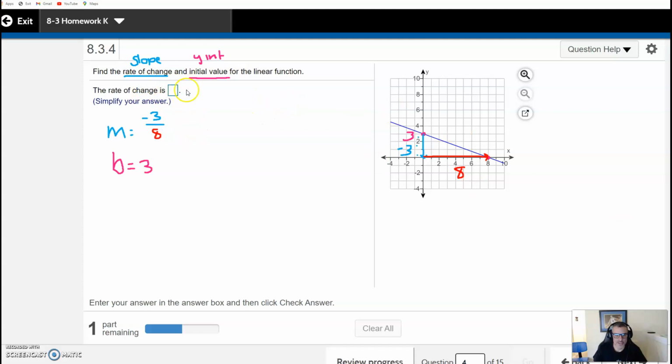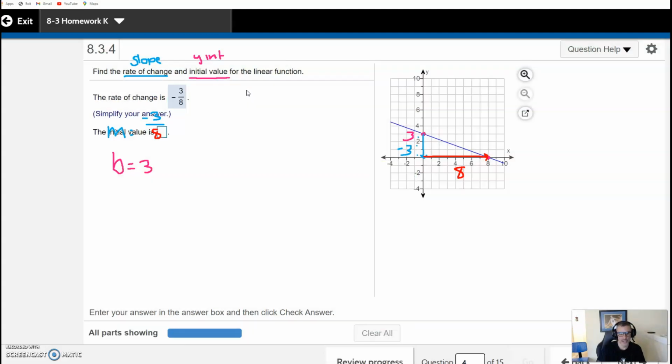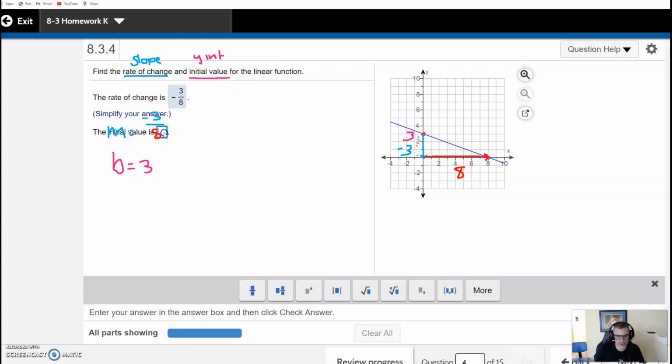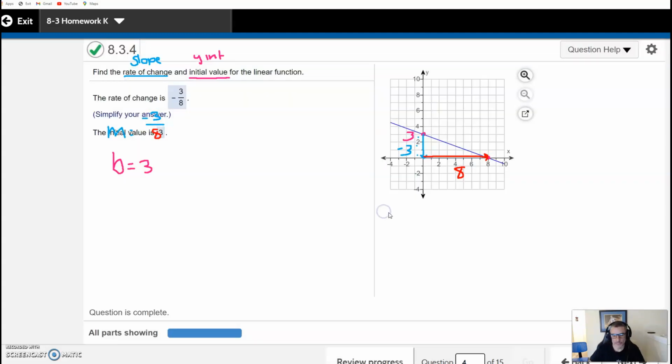So let's go ahead and write this. The rate of change is -3 over 8. Got it. And the initial value is 3. Got it. Okay, so again, that's pretty much review. We're just using this new vocabulary.